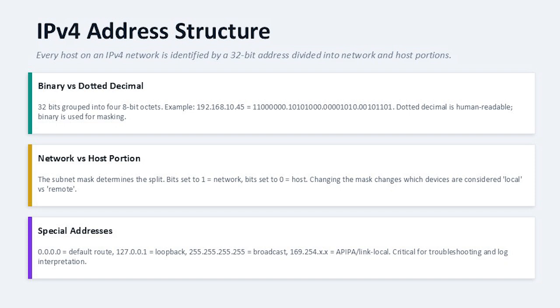There's also 169.254, which is your link local. Commonly, you'll see this on a Windows computer when the network isn't functioning, or the network cable isn't plugged in correctly, or something of that nature.